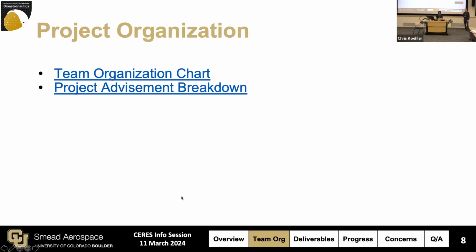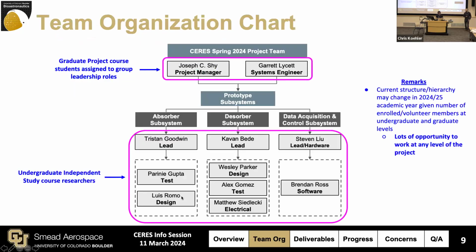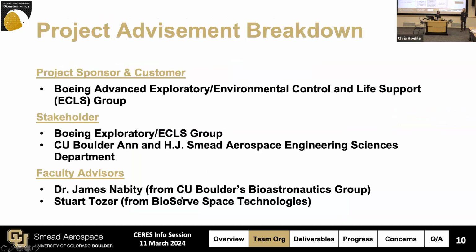All right, so I'm going to get into the organization of our project. Like I mentioned, we are just 2 graduate students enrolled in this course here, so we're taking up the technical and non-technical leadership of the project. We also expanded out into some undergraduate independent study researchers hosted by Dr. Nabity. That makes up the large portion of our subsystem members. Then we had returning members come in this semester as leads and help out the new people joining on the subsystems. There's lots of opportunity for work at any level: undergraduate, graduate, even PhD research. So there's a lot of room for growth here.